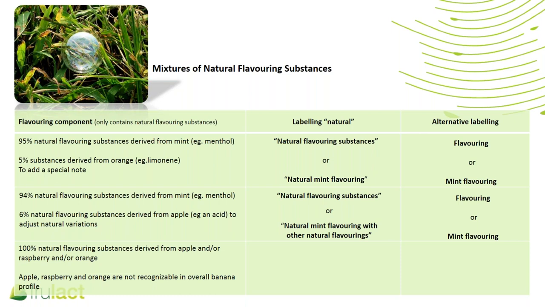And last one, we have 100% of natural flavoring substances from apple or raspberry, but the apple and raspberry are not recognizable and the overall profile is banana, for instance. So in this scenario, we will label it as natural flavoring. Of course, flavoring and banana flavoring are also possible as long as you don't use the word natural in this labeling. If you use the word natural, you must keep with the correct definition.